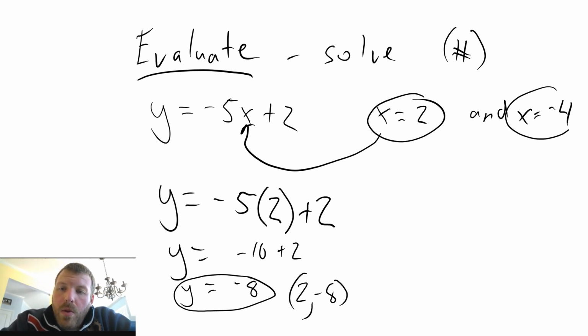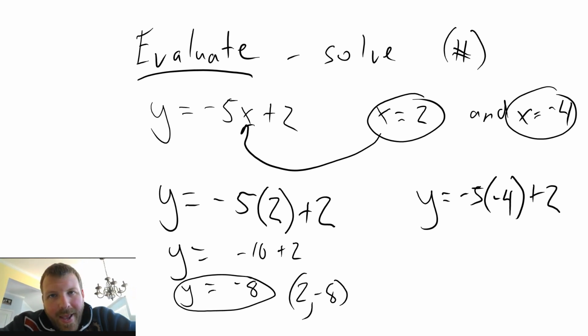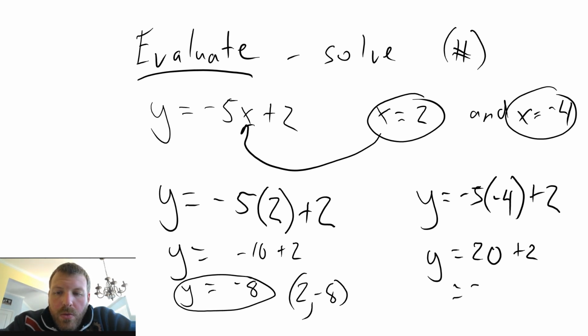We can do the same thing with negative 4. So we would write y equals negative 5 parentheses negative 4 plus 2. Remember that anytime we plug anything in, we have to put parentheses around it. It's important. So this will be y equals 20 plus 2, which will equal 22. So that means that when x is negative 4, y is going to be 22.